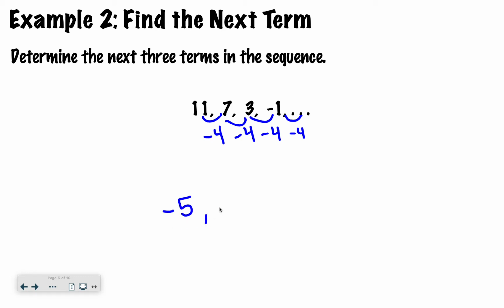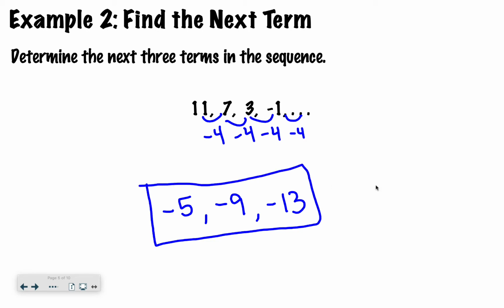And then negative 5 minus 4 is negative 9. And negative 9 minus 4 is negative 13. So those would be my next 3 terms in the sequence. I just keep that pattern going.